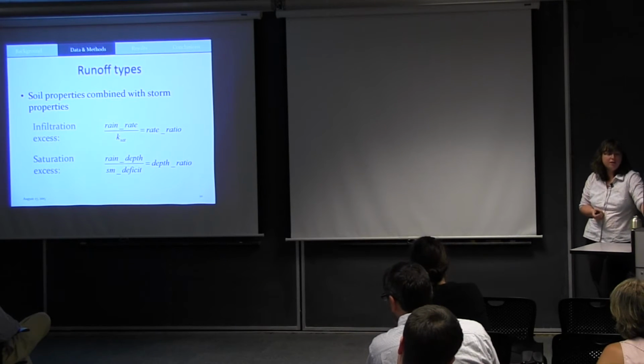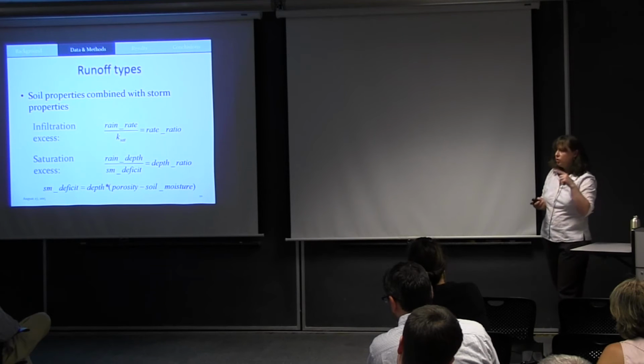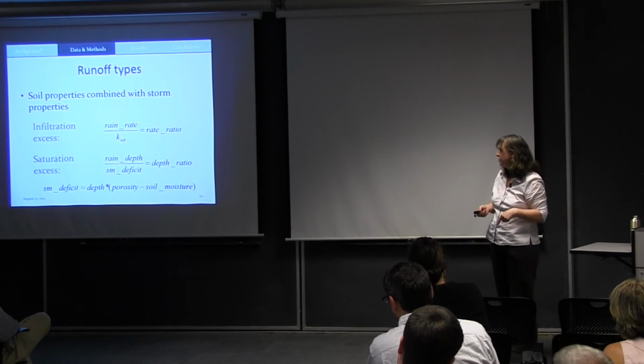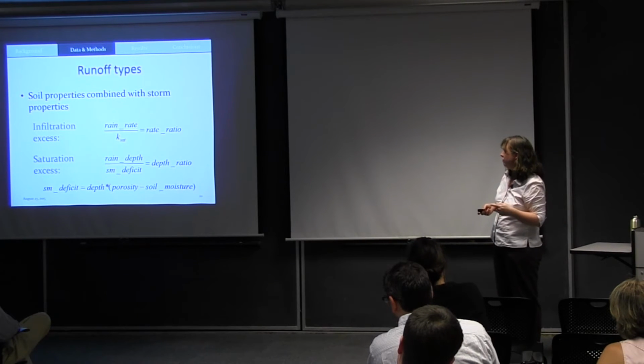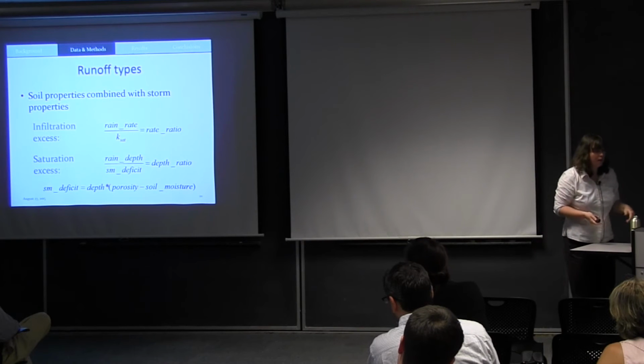Similarly, if the rainfall depth exceeds the soil moisture deficit, that's going to be our depth ratio, so the rain depth over the soil moisture deficit. And I calculated the soil moisture deficit as the soil moisture the day before the event, subtracted from the total soil porosity, and then times the depth of the soil to bedrock or permanent water table.